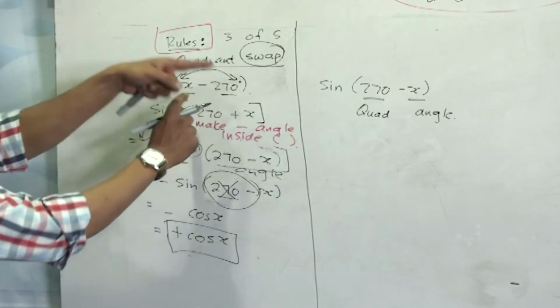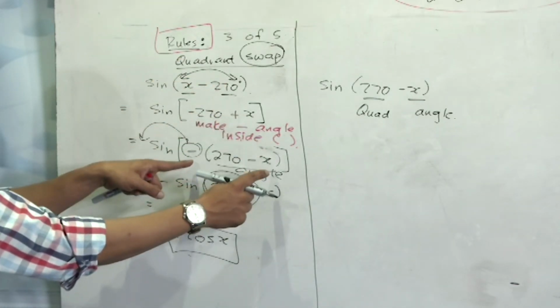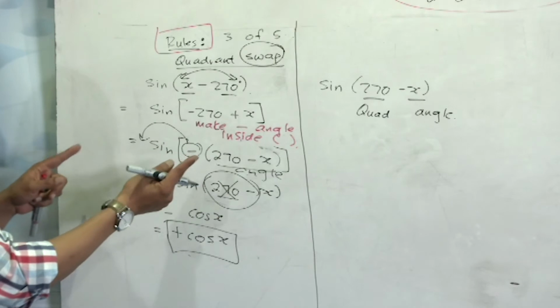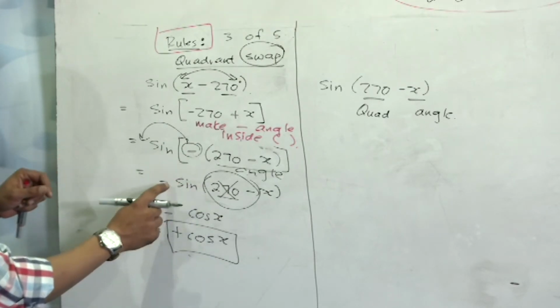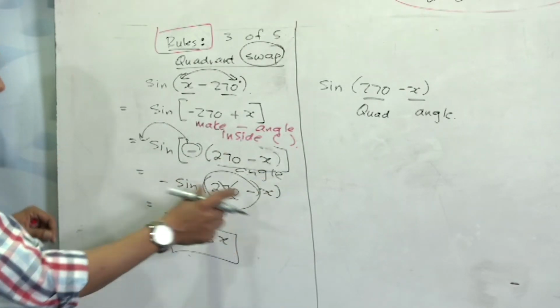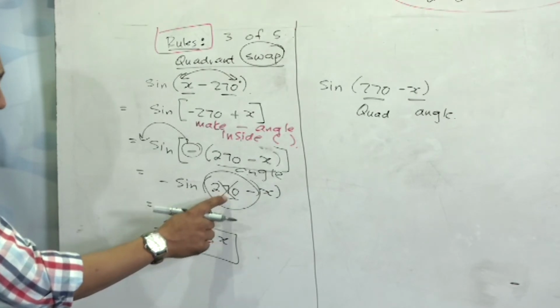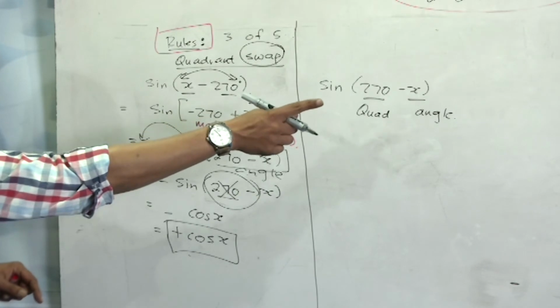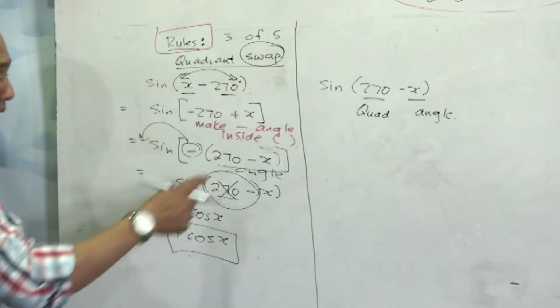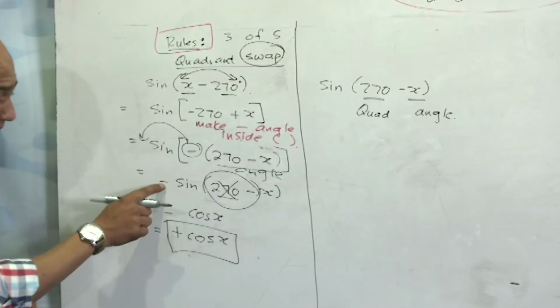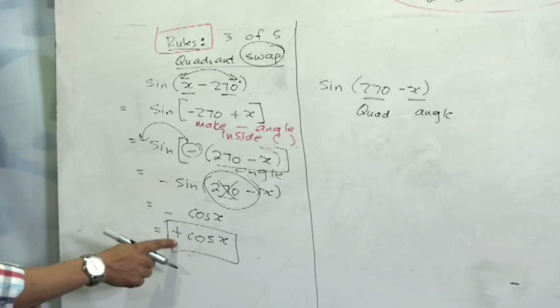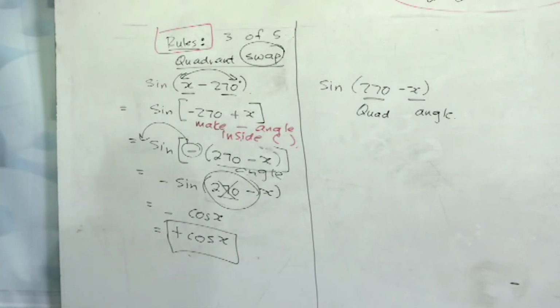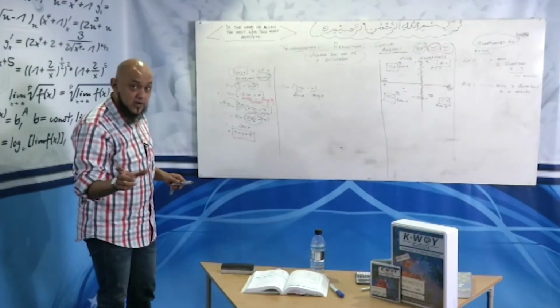You swap it over, make a negative angle inside the brackets. Ask yourself, sine of a negative angle is minus sine of the angle. Now reduce it. Sine 270, the name changes to cos x. 270 minus is in your third quadrant. Sine in your third quadrant is negative. Negative times the negative that you have here gives you positive. So your answer there is positive cos x. I hope you've taken this one down.